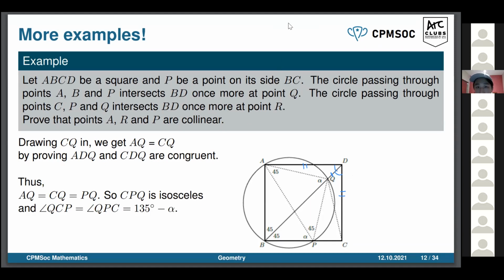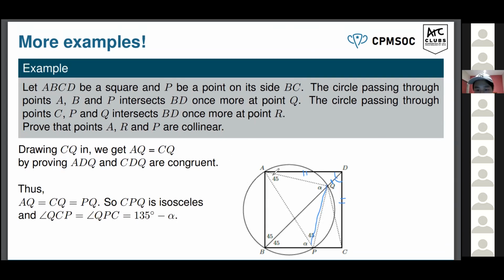And then we get AQ is equal to CQ, which is equal to PQ. PQ is here. This is because these two angles are both 45 degrees, and therefore this is an isosceles triangle. So AQ is equal to PQ, which is equal to CQ. So we get this angle here is also 135 minus alpha.